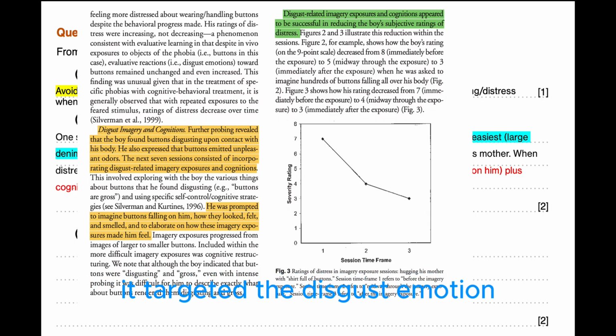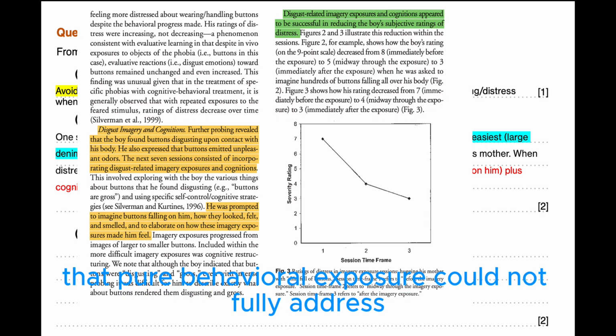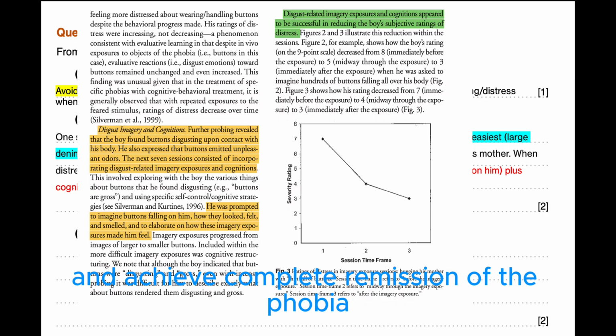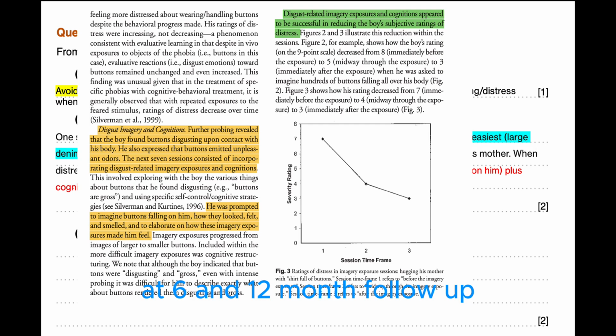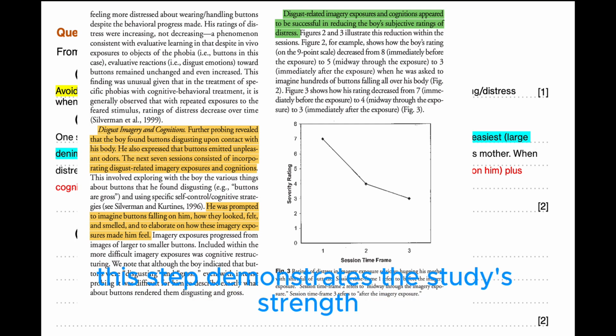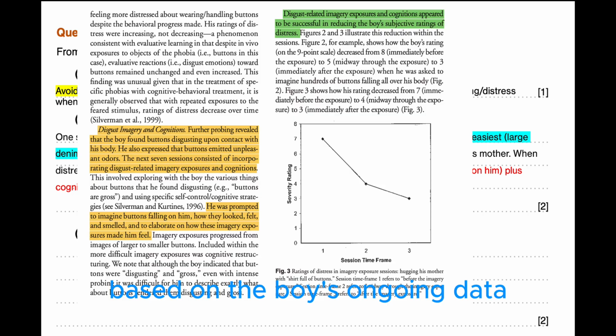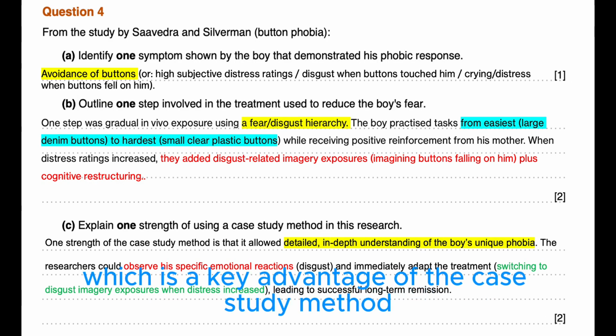It targeted the disgust emotion that pure behavioral exposure could not fully address, allowing the boy to complete the full hierarchy and achieve complete remission of the phobia at 6 and 12-month follow-up. This step demonstrates the study's strength in adapting treatment in real time based on the boy's ongoing data, which is a key advantage of the case study method.